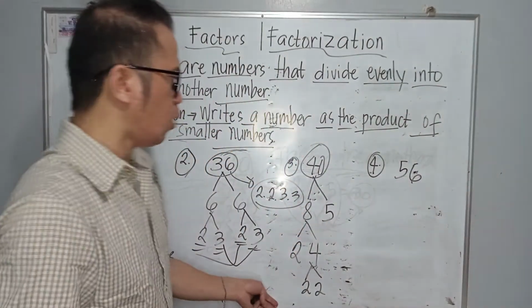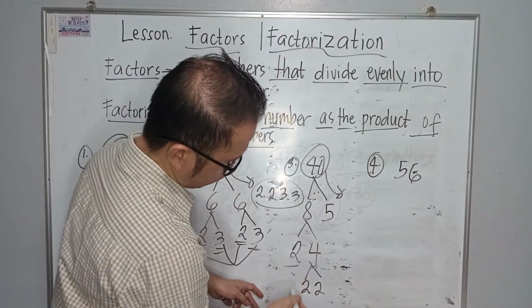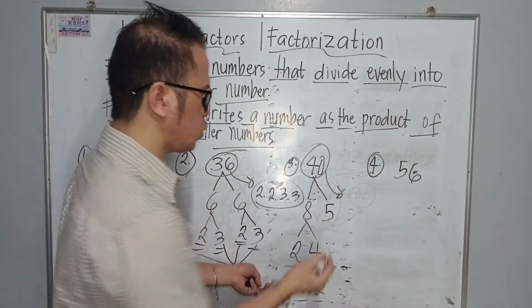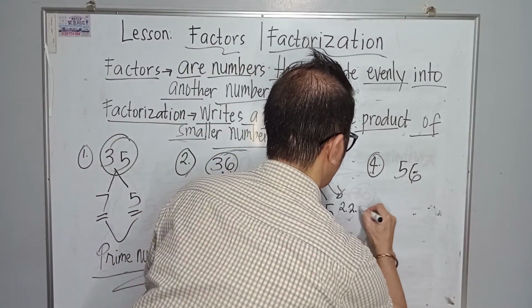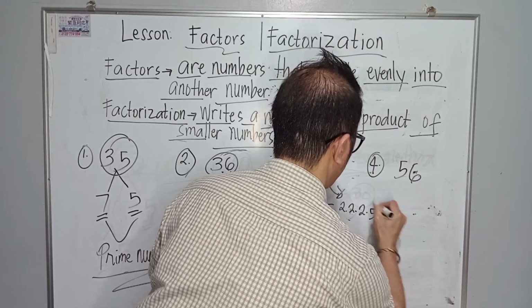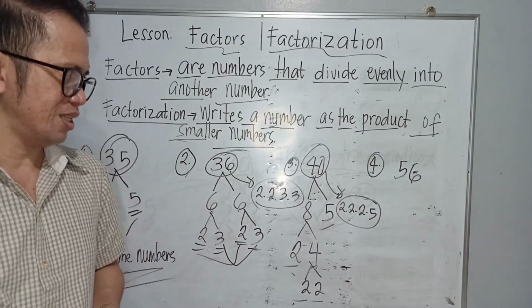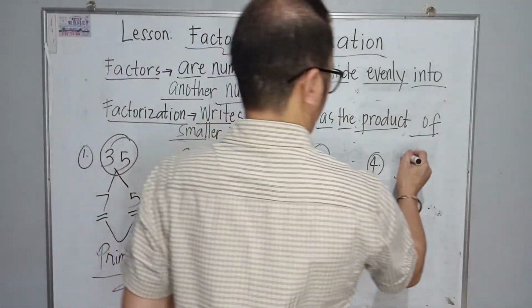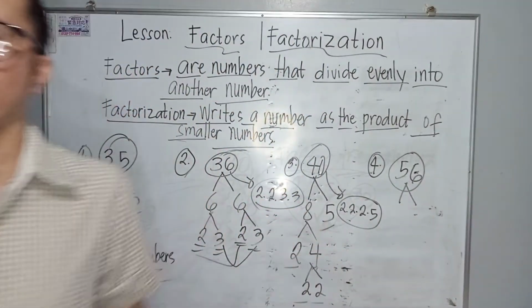Now, what are the factors of 40? Let's count here: we have 1, 2, 3 twos, and one 5. So we're going to write here 2 times 2 times 2 times 5. And that's the factorization of 40. Now class, this is your turn. Please factor 56. I will give you time to solve it.